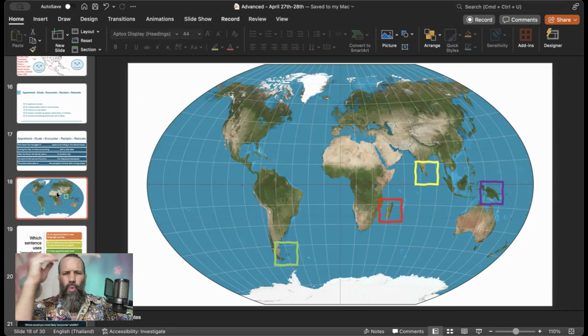Now, Madagascar. Where is Madagascar? Make sure you know where Madagascar is. Which color is it? It is in red, the red square, right? Sometimes people get Sri Lanka mixed up. I mean, they look similar, right?